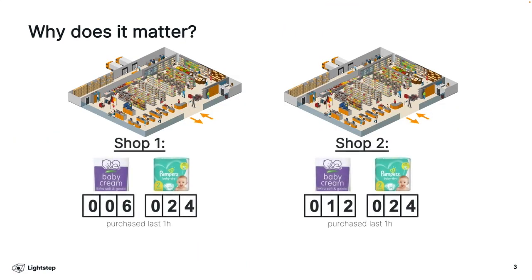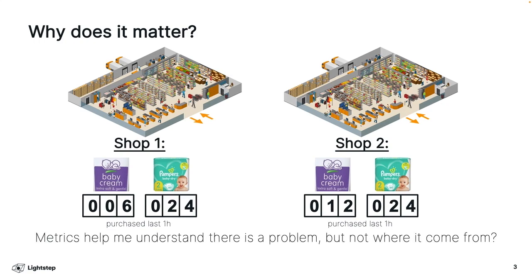So, why is it important to get this additional information? Imagine now that I have two similar shops, and one of my shops is selling twice more baby cream than the other one. My metrics clearly help me understand there is a problem, but not where it comes from.